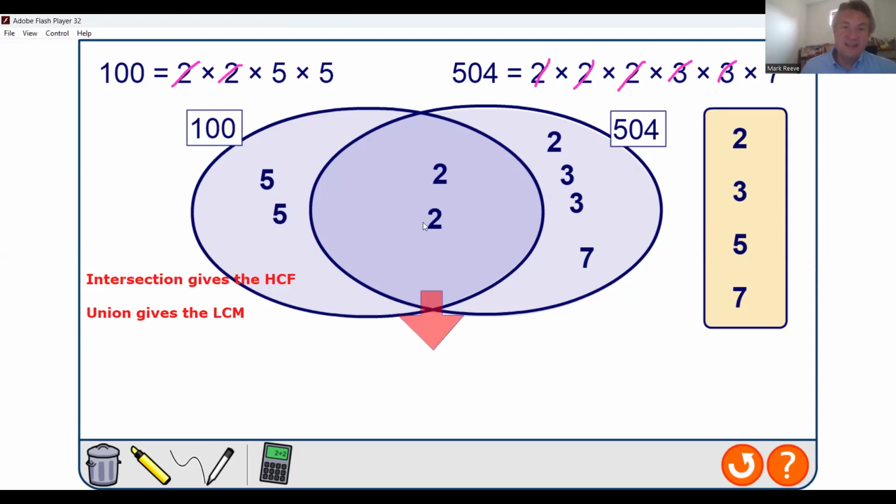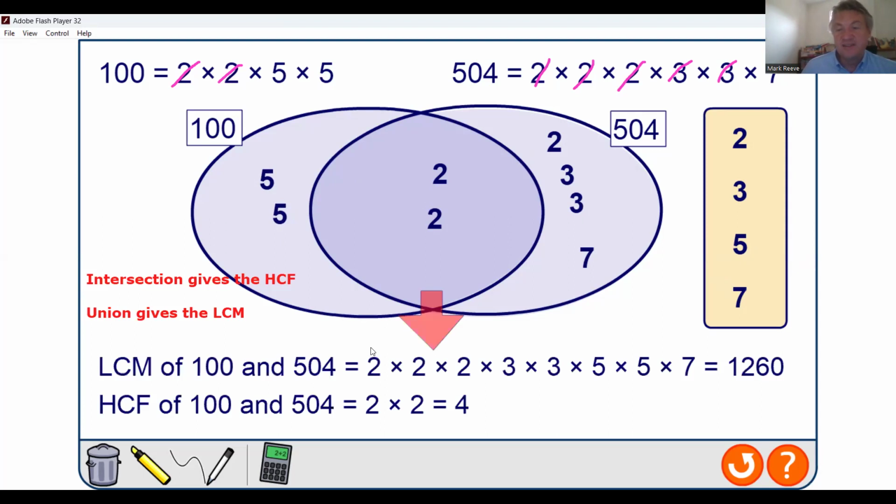So from this, we can see that the highest common factor is going to be 2 times 2, which is 4. And the lowest common multiple is going to be 2 cubed, because we've got 1, 2, 3 twos here, times 3 squared, times 5 squared, times 7, which gives us 12,600.